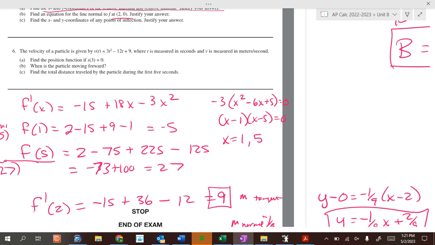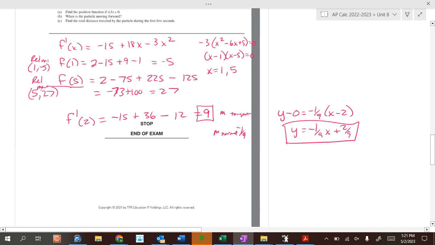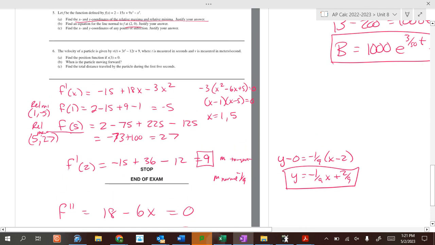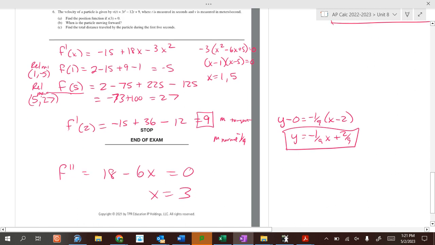And then find the x and y coordinates of the points of inflection. Points of inflection have to deal with the second derivative. So the second derivative is 18 minus 6x, so that equals 0. X equals 3 is your point. That is a point of inflection, so stick 3 into the original function.